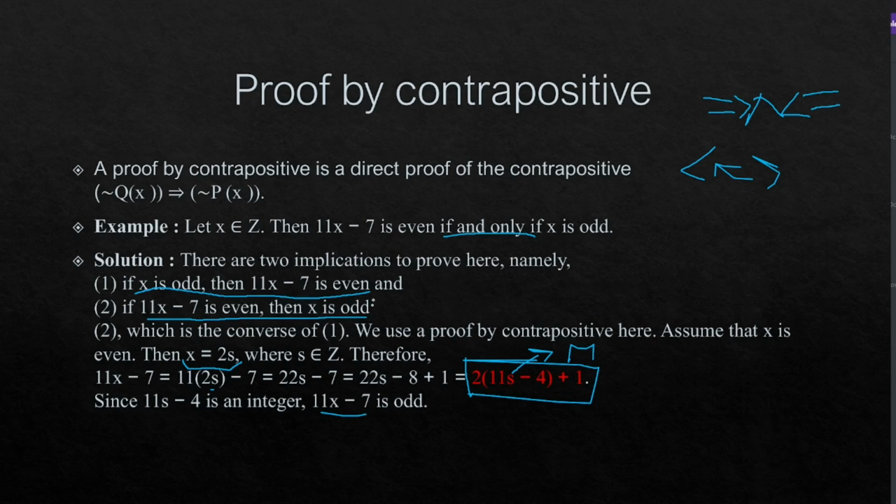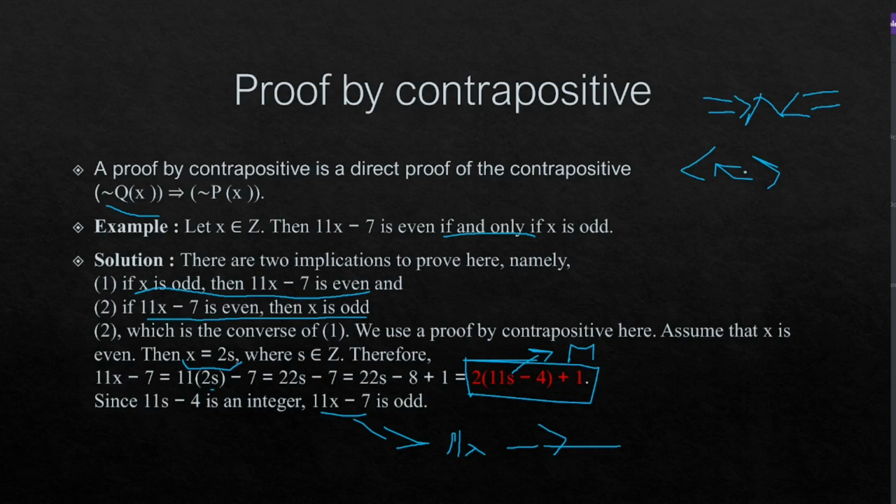However, we have used the proof by contrapositive. That means that we have shown not q. The negation of 11x minus 7 is odd is 11x minus 7 is not odd, and what isn't odd is even, since this is a kind of binary thing. So this leads to 11x minus 7 being even. And this is what we wanted to show. So both implications are true, and that means that the relation of equivalence is also true.